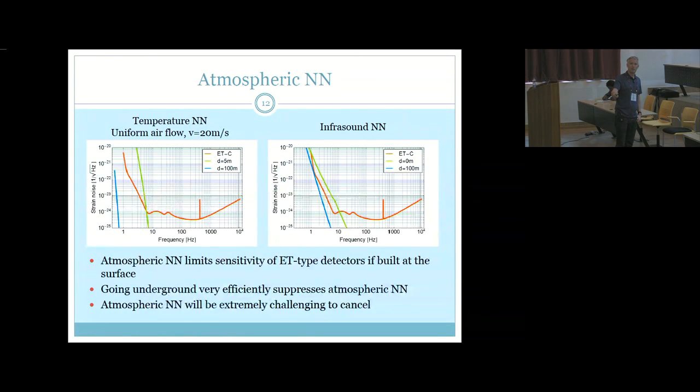If you go 100 meters underground, you would have a very strong suppression. It would be shifted to below 1 hertz. So you completely get rid of that Newtonian noise by going underground, or equivalently, if you had a 100-meter dome, you would have the same effect. Infrasound Newtonian noise doesn't go away that quickly, but sufficiently at least for the Einstein Telescope, where the surface line is really going into this 100-meter underground line, so below other instrumental noise.